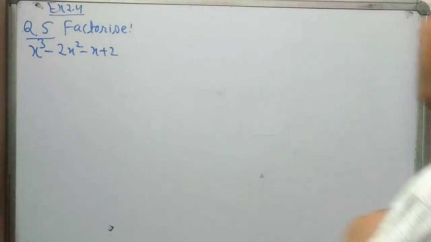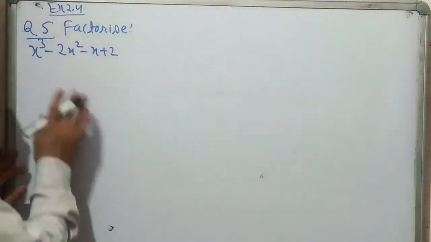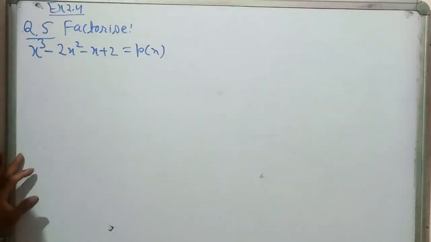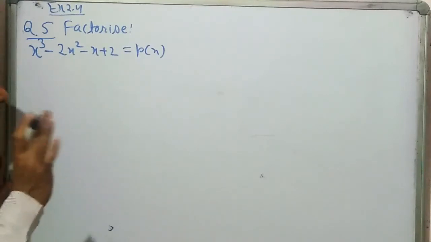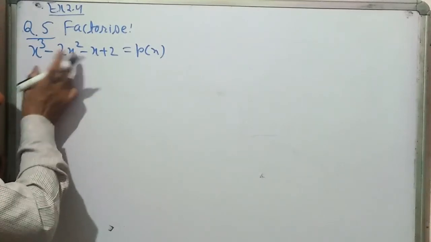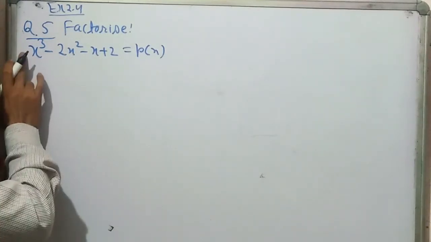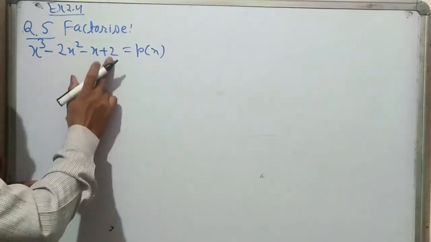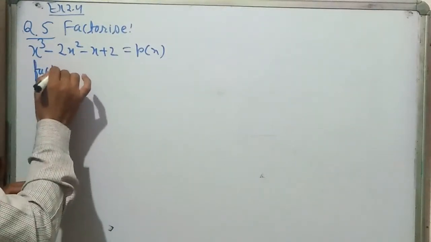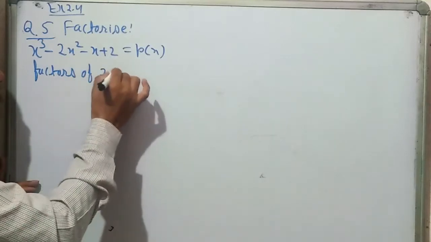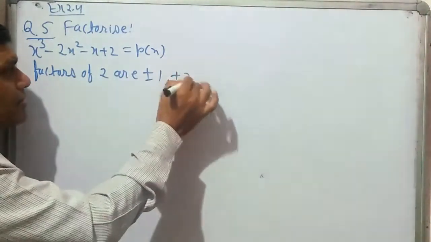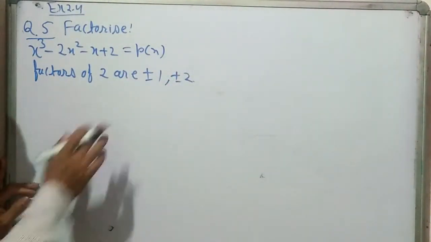Dear students, question number 5 is giving factorization, this time of a cubic polynomial. What we do, we list it as p(x). Now remember, in one of the examples what we said, whenever a cubic is there, we'll first observe the coefficient of the highest degree term as 1 and find out the factors of the constant term. We can say factors of 2 are plus minus 1, plus minus 2, only 2 factors. We can try them one by one.